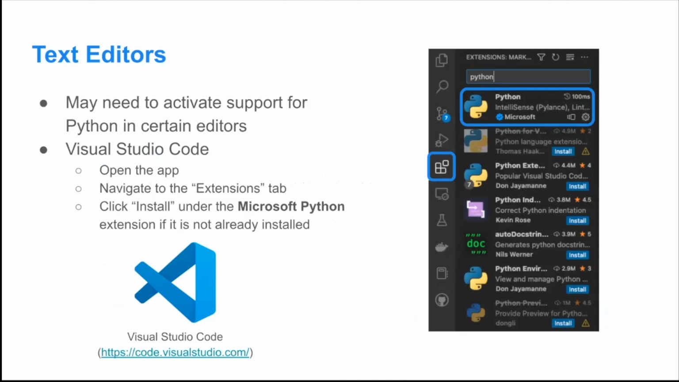Depending on your text editor, you may need to activate some kind of support for Python. For instance, in Visual Studio Code, you will probably need to install the Microsoft Python extension. So if you open the Visual Studio Code app and you navigate to the Extensions tab, which should be on the left of your window when you open it, it's the little Tetris-looking icon. And then you can just search for Python, and you'll want the one that's the verified Microsoft Python extension. And this will just make it a lot easier to code in Python and give you a couple language-specific features.